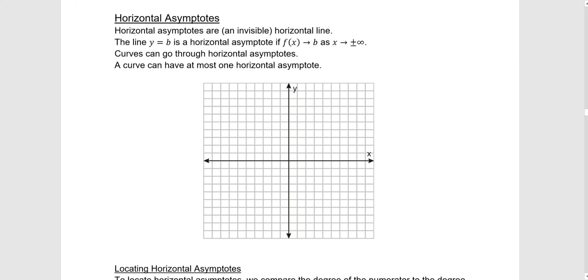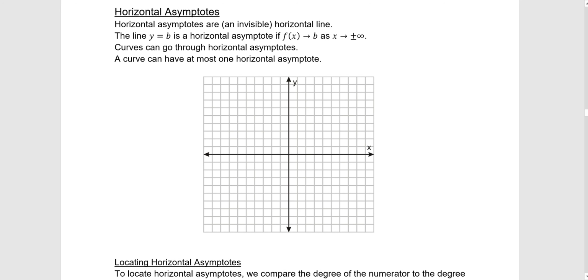Next, for horizontal asymptotes, just like vertical asymptotes, horizontal asymptotes are an invisible line, and these ones are obviously going to be horizontal. And the actual definition here is the line y equals b is going to be a horizontal asymptote if the function approaches that value of b as x goes to positive or negative infinity. So unlike vertical asymptotes, horizontal asymptotes can actually pass through horizontal asymptotes, and a curve can have at most one horizontal asymptote. So it may not have any, but at most it can have one.